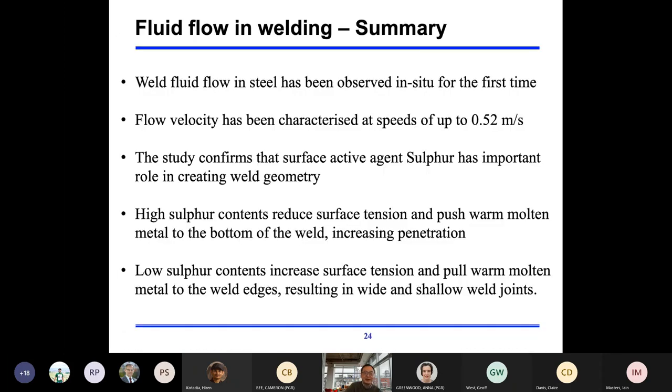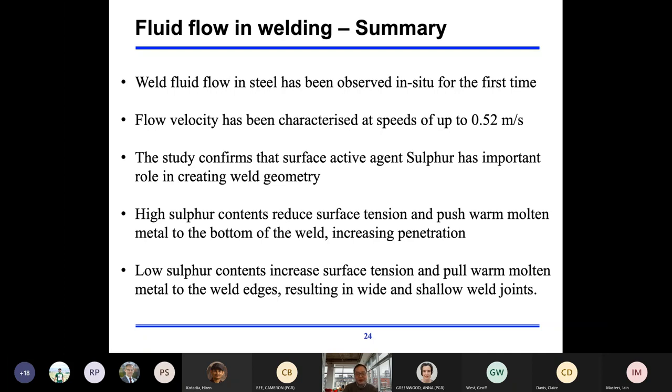So this is a quick summary of the fluid flow in welding. Weld fluid flow in steel has now been observed in situ. When we did the experiment, we were the first group to do that. Flow velocity has been characterized at speeds of up to 0.52 meters per second. It's very dynamic flow in the weld pool. The surface active agent sulfur has an important role in creating the welding geometry. Also, if you look at arc welding and arc additive manufacturing, you should really think about designing surface active agents to modify the geometry, and it will significantly affect the formability of your additive manufacturing route.